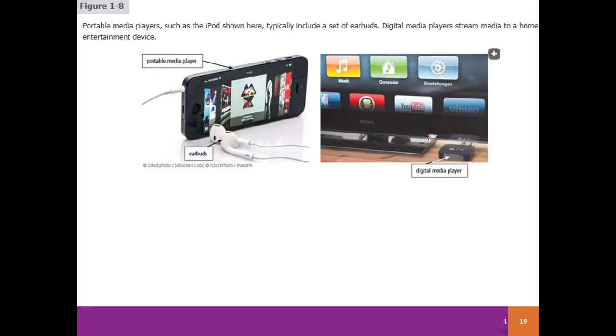Then again, you're aware of these portable media players. This is how an iPod looks. This is certainly, it looks similar to the modern iPhone. It comes with these earbuds, and it can be connected to digital media platforms where you can listen to or watch videos or download or stream media.